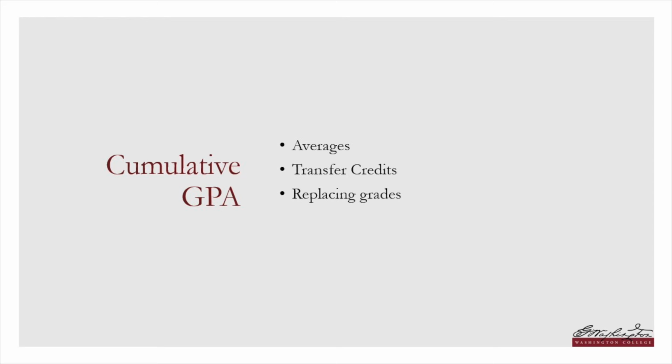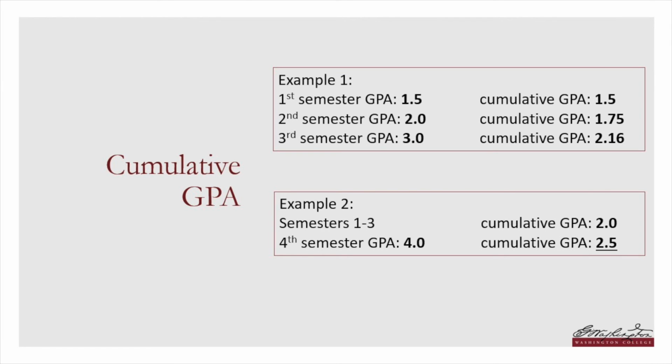One of the rough things about GPAs is that they're grade point averages. You have a semester GPA, but you also have a cumulative GPA. So let's talk through an example of our cumulative GPAs. Let's look at the first example. Say the first semester you get a 1.5, and your second semester you get a 2.0. Now your cumulative GPA is a 1.75, assuming that you took the same number of credits, semester 1 and 2. Now let's say in your third semester you get a 3.0. Your cumulative GPA goes up to a 2.16. The more credits you have, the less each grade impacts. That's how averages work.